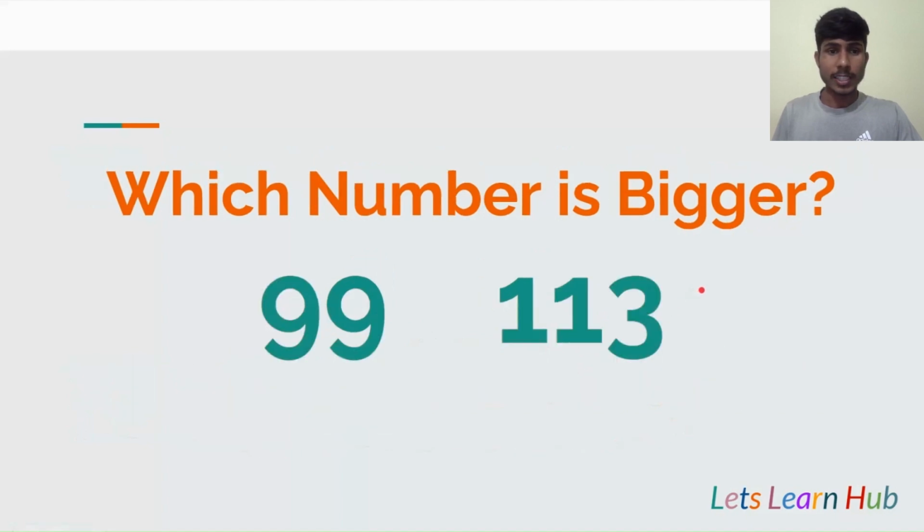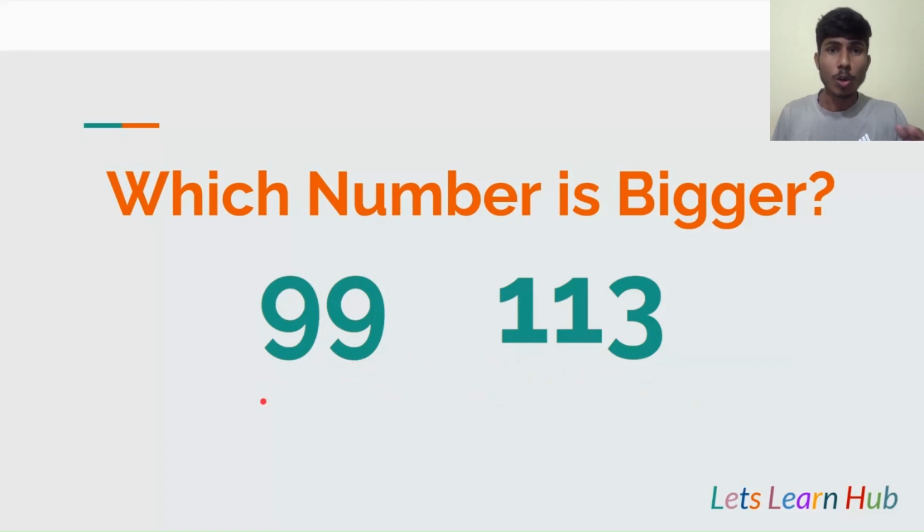In our next example, we have 99 and 113. Again, both are positive numbers, and 99 has two digits, 9 and 9, and 113 has three digits, 1, 1, and 3. See, you need to look at the number of digits only. You shouldn't look at what the digits are. If the number of digits is not the same, you need to compare only the number of digits.